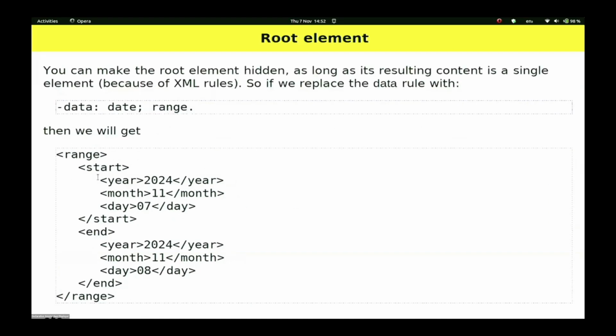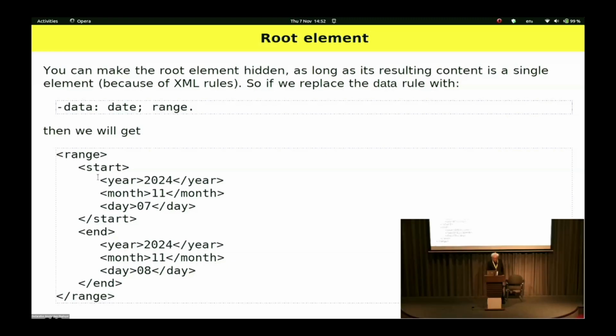And similarly, this is a rule you need to know. The root element, you can make the root element hidden as long as its resulting content is a single element, because XML demands a single element at the root. So if I said data is either a date or a range, but I've excluded data, then I will either get an element called range or an element called date out.